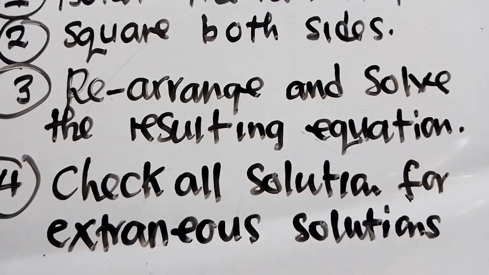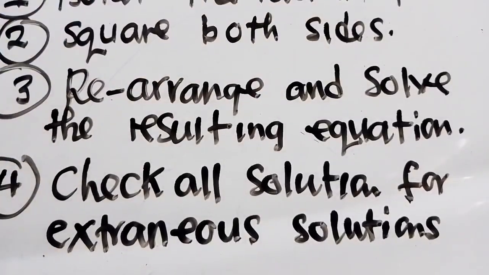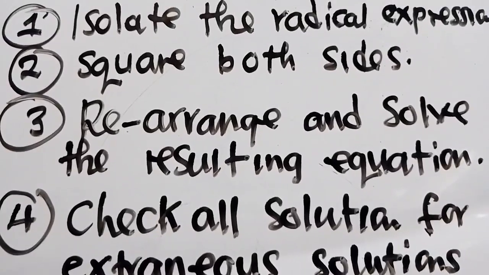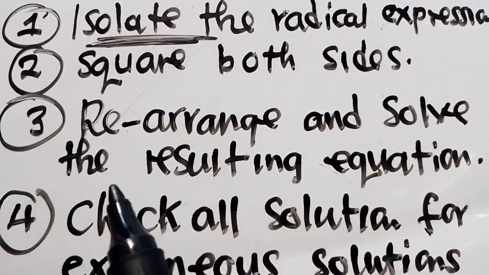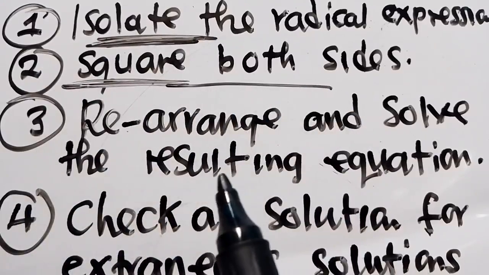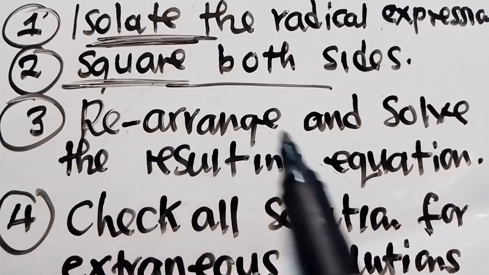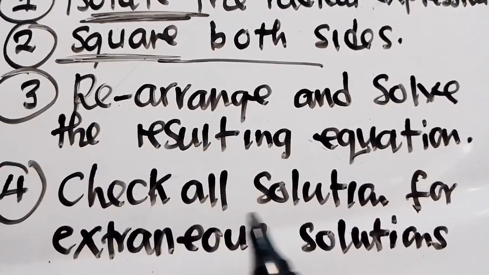Away from this now, let us look at some examples of how questions come in an exam. But before we look at examples, let us revise this together. Step number 1, you isolate the radical expression. Step number 2, you square both sides of the equation. Step number 3, you rearrange and solve the resulting equation. Step number 4, you check all solutions for extraneous solutions.